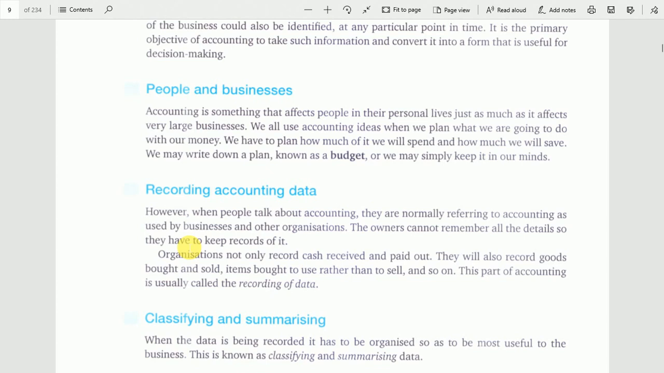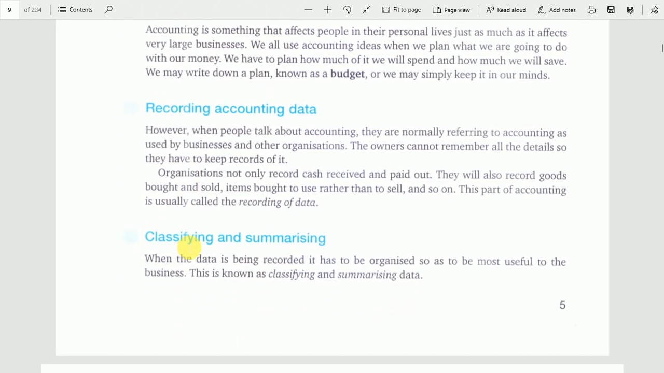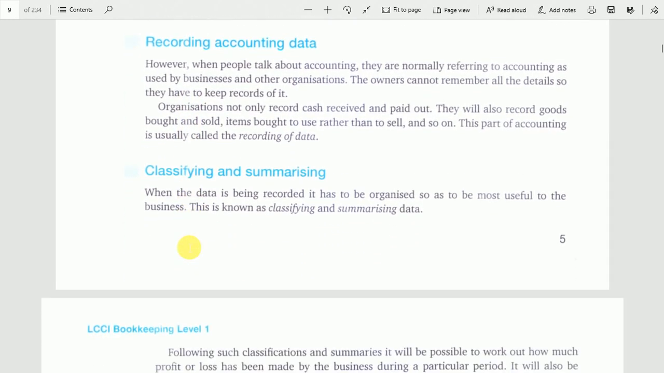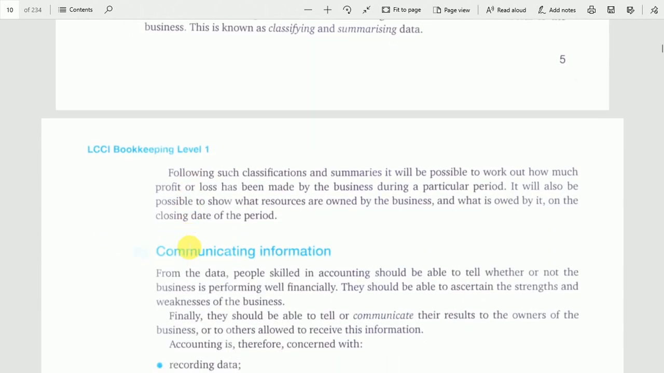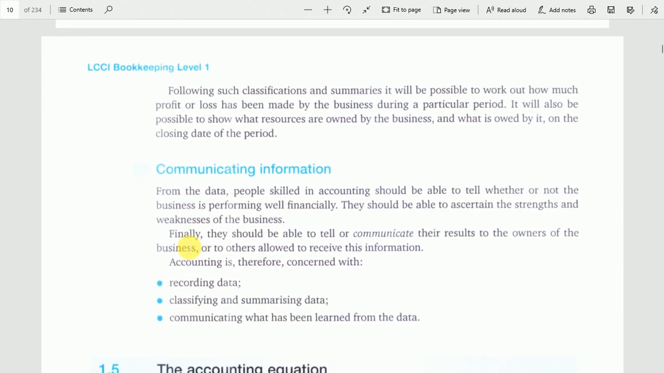You have the classification and summarizing. Once the data is recorded, it's compiled, which is called the classification and the summarizing of data. Then you would be able to compile and analyze this data to make sure the data's integrity is in place, to make sure the data is correctly presented, and then you communicate this information to the relevant parties.